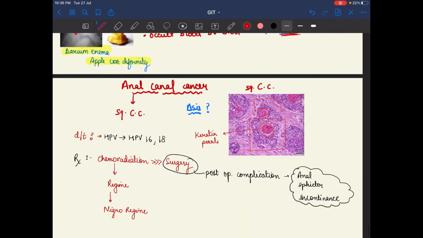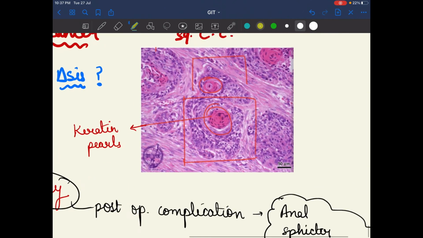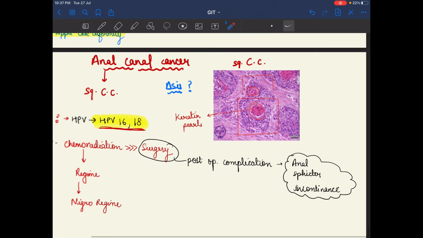After the colon cancer, we have to study the anal canal cancer. It is a squamous cell carcinoma. Anal canal cancer is due to HPV, human papilloma virus involvement, that is HPV 16 and HPV 18. Please remember it, HPV 16 and HPV 18 lead to anal canal cancer. And in this image, as we see, these were the keratin pearls which are seen in squamous cell carcinoma.